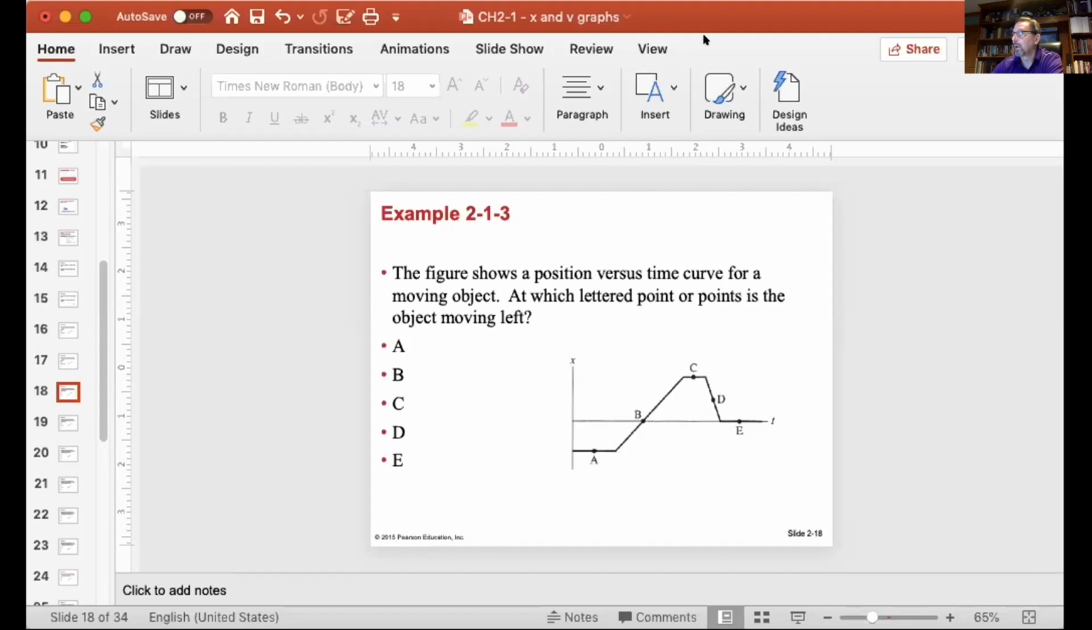And now I'm asking, same diagram, at which lettered point or points is the object moving left? Launch, and you're off. Too easy for some of you, isn't it? Sorry, it'll get harder for some of you. For those of you that just jump right in, you've got this stuff, you've seen it before, or it just makes perfect sense to you, that's great. It certainly makes my job a whole lot easier.